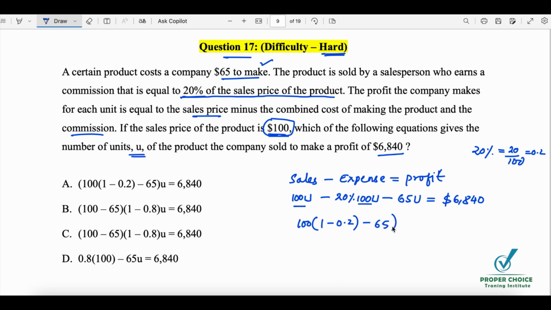This whole thing should be multiplied by U, because as I said U is common for all, so I'm rewriting it in this way, is equal to the amount $6,840. So which one is matching with this? So 100 in a bracket 1 minus 0.2, minus 65, entirely multiplied by U, makes sense with option A. This is the right choice.